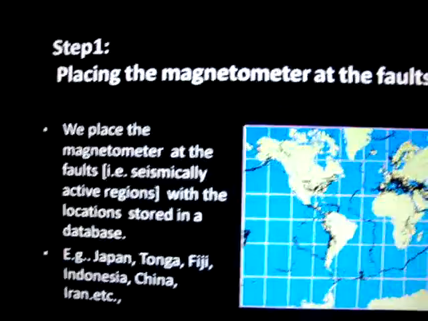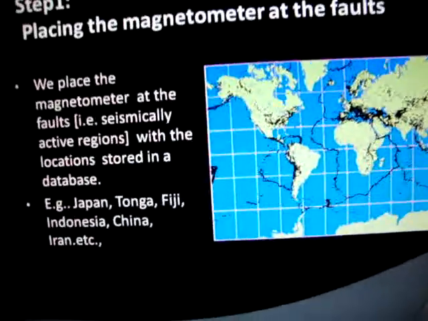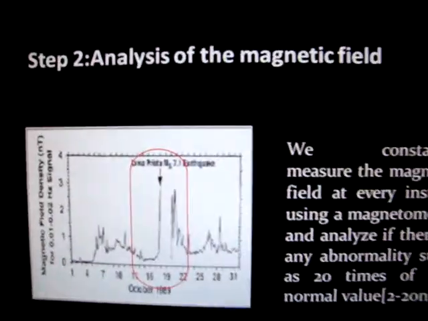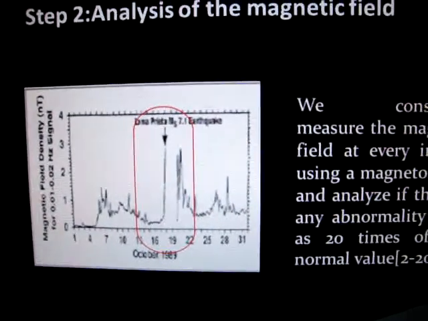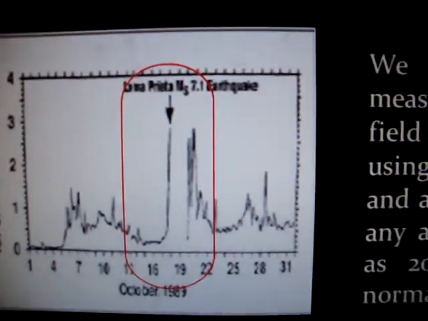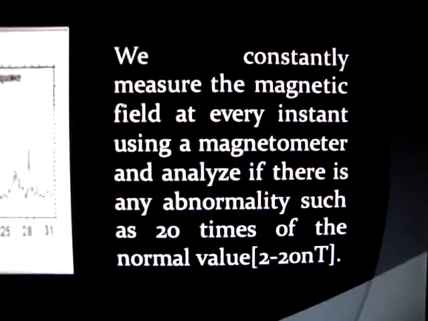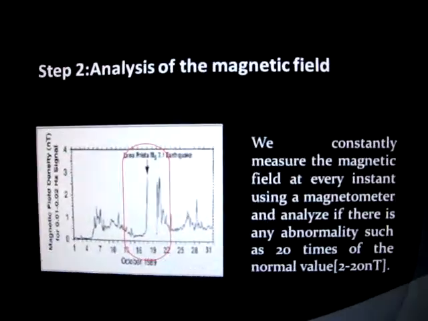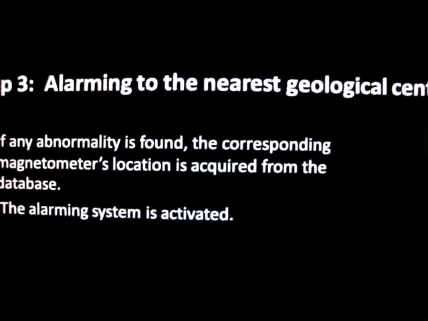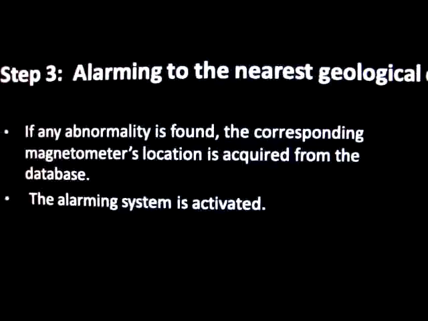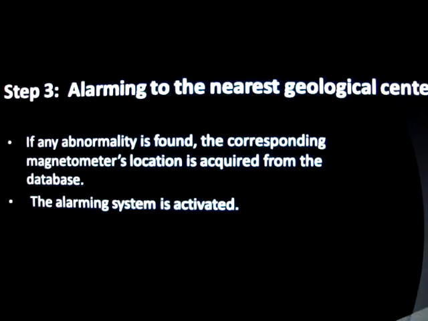Step 1: place the magnetometers at earthquake-prone regions, every 20 kilometers apart. Step 2 is the analysis of the magnetic field. The magnetic field is sensed every instant, and any variation is detected. We have chosen the threshold value as 20 times the normal value. The normal value is 25,000 to 65,000 nanotesla. Step 3 is alarming the nearest geological center. If any abnormality is found, we communicate it to the nearest geological center.